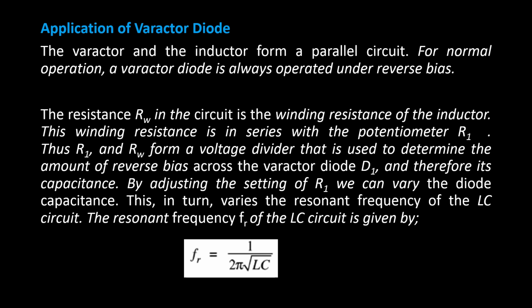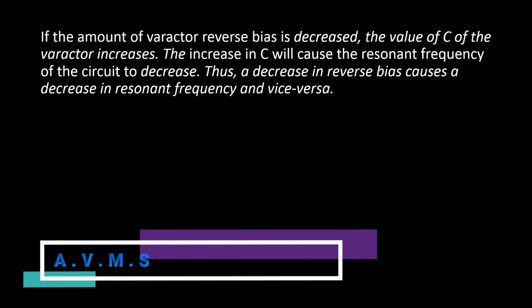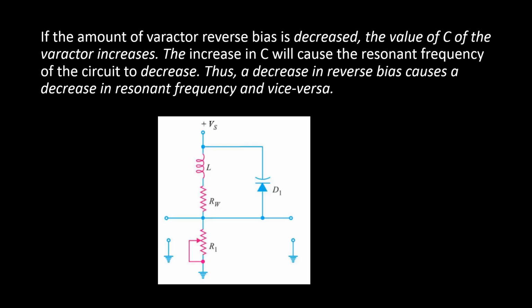By adjusting the setting of R1 we can vary the diode capacitance. This, in turn, varies the resonant frequency of the LC circuit. The resonant frequency FR of the LC circuit is given by the formula shown. If the amount of Varactor reverse bias is decreased, the value of C of the Varactor increases. The increase in C will cause the resonant frequency of the circuit to decrease. Thus, a decrease in reverse bias causes a decrease in resonant frequency and vice versa.